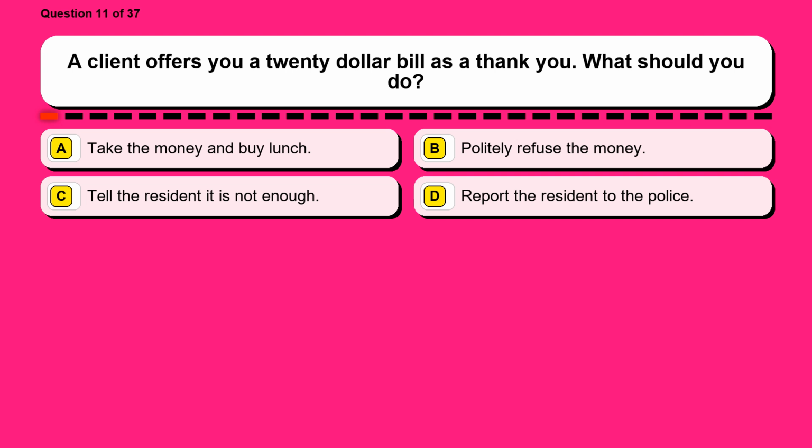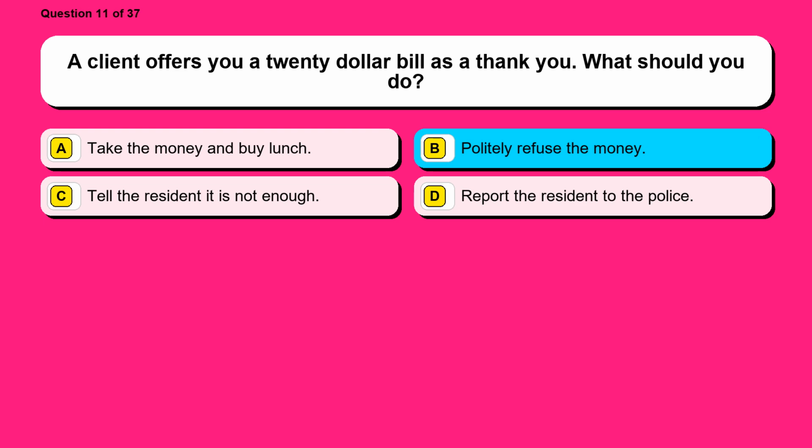Question 11. A client offers you a $20 bill as a thank you. What should you do? Option A. Take the money and buy lunch. Option B. Politely refuse the money. Option C. Tell the resident it is not enough. Option D. Report the resident to the police.